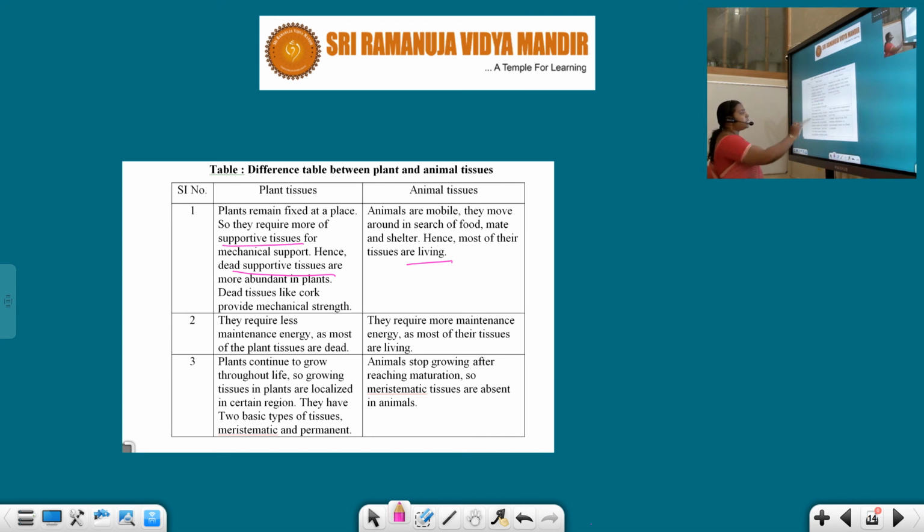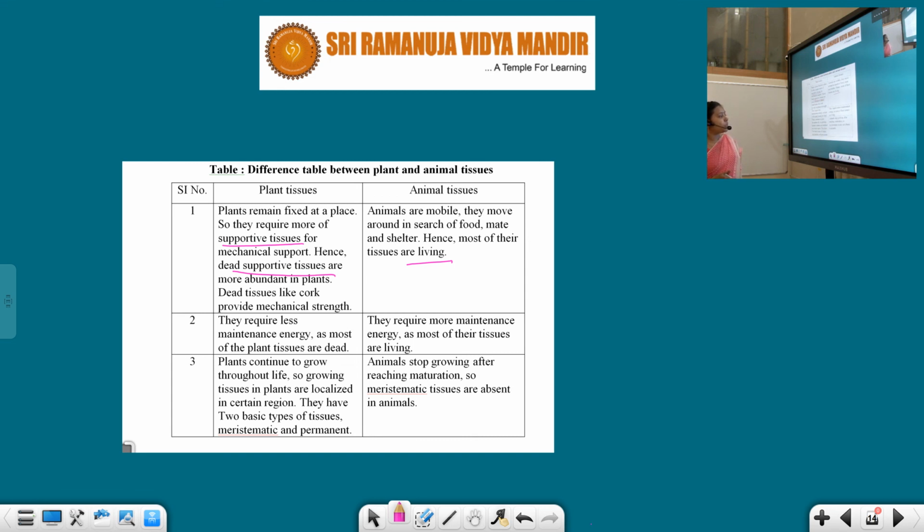Next, plants require less maintenance energy, as most of the plant tissues are dead. Here the plant tissues require a very small expenditure of energy. As most of the tissues are dead, they don't require more and more energy. Animals require more maintenance energy, as most of their tissues are living. They require more and more energy, and the reason is that they are living cells.